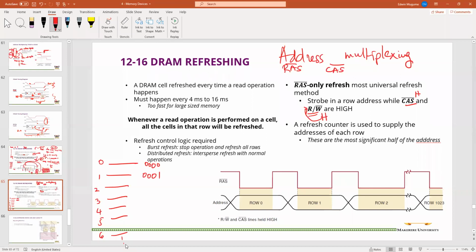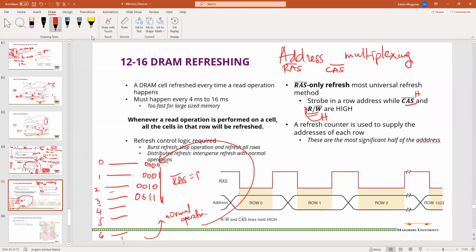For the CAS, it's already high, so whatever address is there for the columns will never be put into the memory anyway, because it's not changing for CAS. And then I will strobe that, read the first row, then change the address to 0010, read the second row, put RAS back in its inactive state, change the address to 0011, and then put RAS low so that I read row 3, and so on until I've read everything. And then I can go back to my normal operation. During normal operation, RAS is high. After that, when I want to start my burst refresh again, I will go back to that point and repeat that process, and so on and so on.